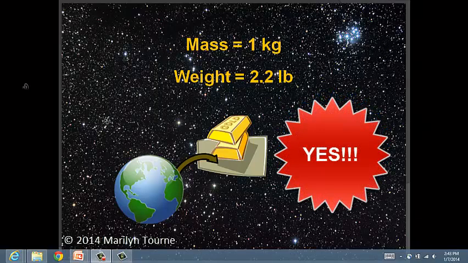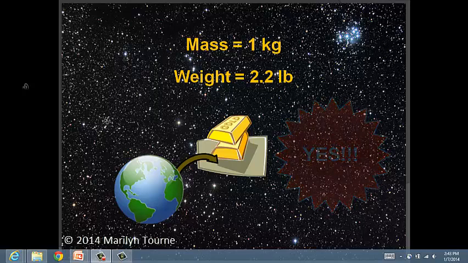The mass of something is constant. Weight changes depending where you are. The actual definition for weight is the force that gravity exerts on an object. There is more force exerted on us when we're on Earth than there is when we're in outer space. So that's why we weigh less in outer space.